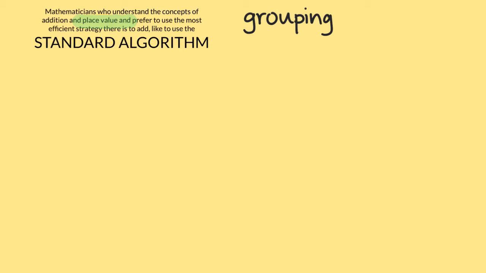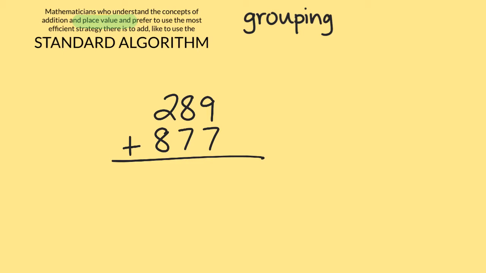So let's add together two numbers to see this algorithm in action. I'll add together 289 plus 877. First, with the standard algorithm, I'm always going to start at the ones. So I am going to go from right to left when I add together my place value. So first I'm going to start with 9 plus 7. 9 plus 7 is a double plus 2. 7 and 7 are 14, plus 2 more is 16.